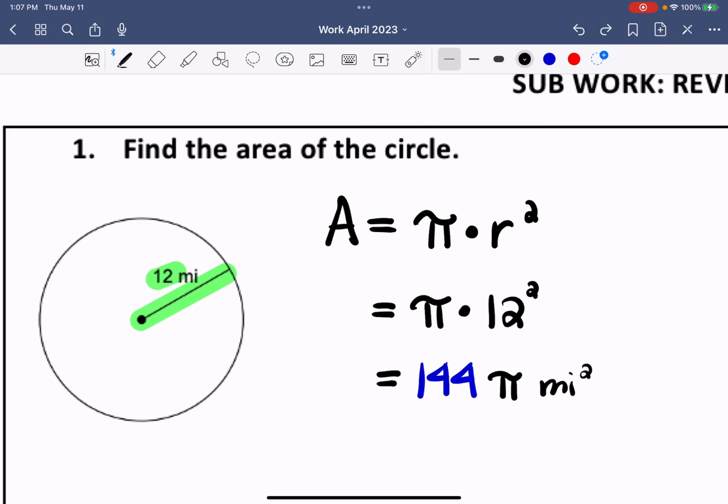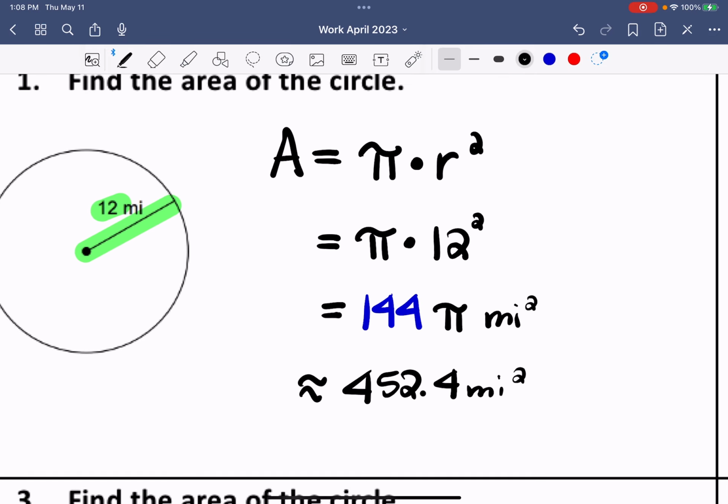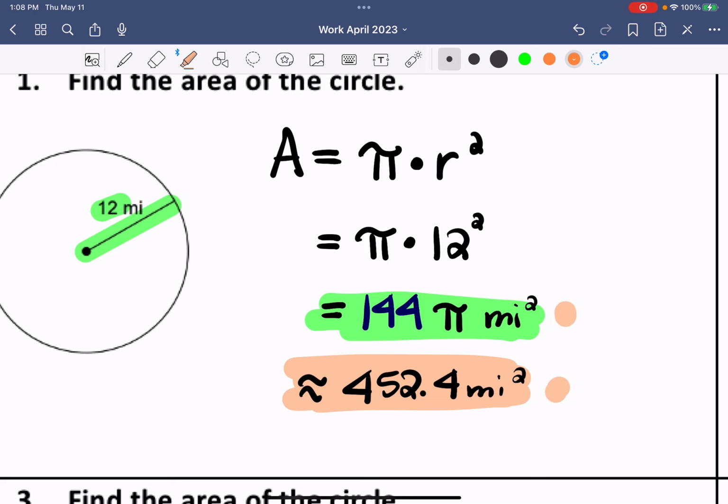Now, if you did want a decimal estimate, we can plug this into the calculator, 144 times pi, and then it would turn into 452.4 miles squared. All right, so these are your two final answers. This one is with pi, and this one is without pi. So not a decimal, and decimal.